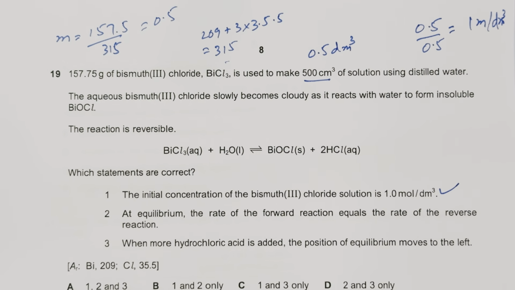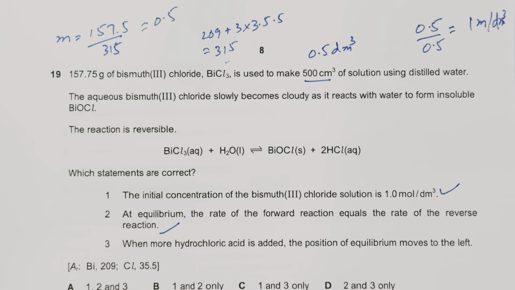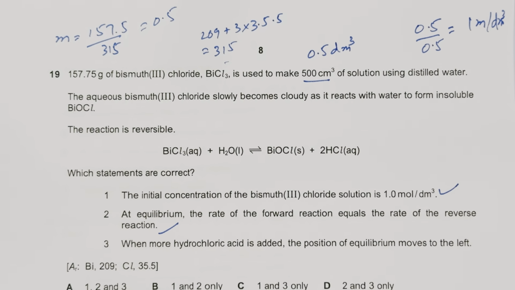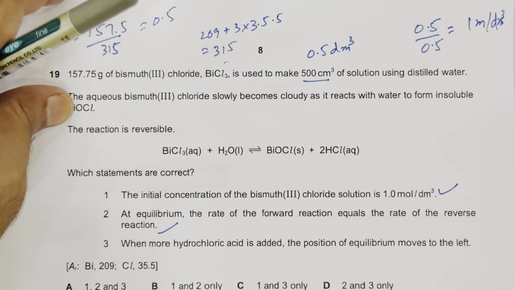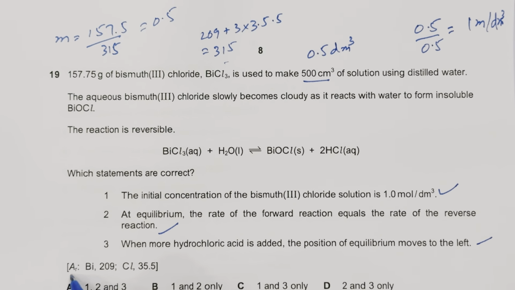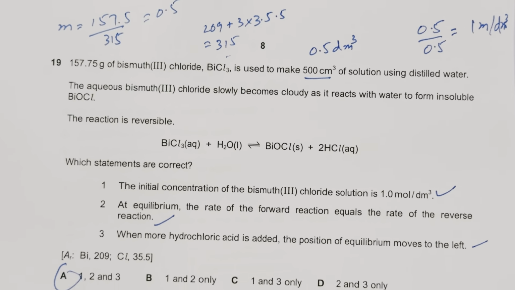At equilibrium, the rate of forward reaction is equal to the rate of reverse reaction. This is also correct. When more HCl is added, the position of equilibrium moves to the left. According to Le Chatelier's principle, it will change to oppose. We have increased the concentration of HCl, so that's why the reaction will move backward. So all three options are correct. So option number A is the right answer.